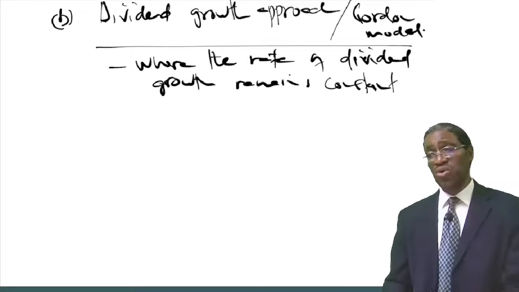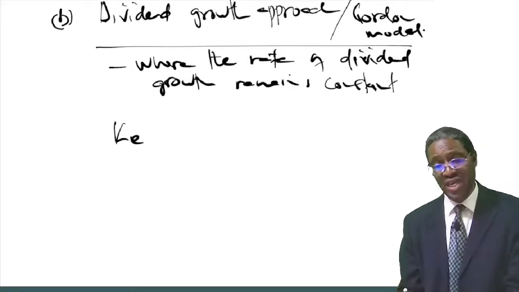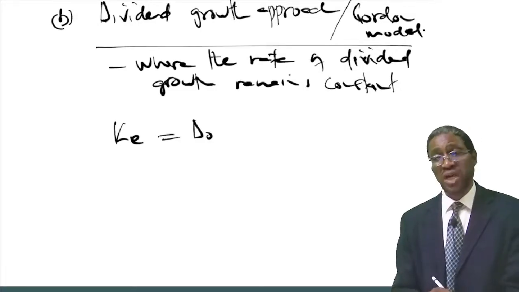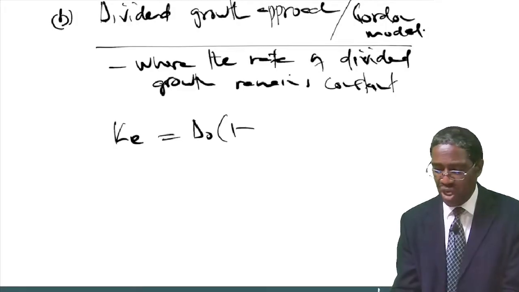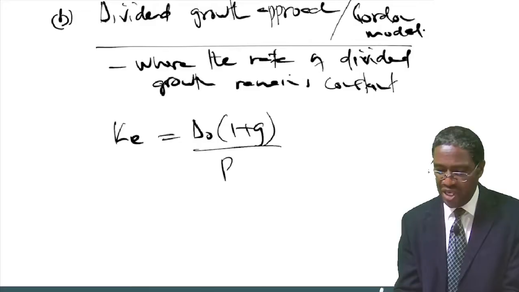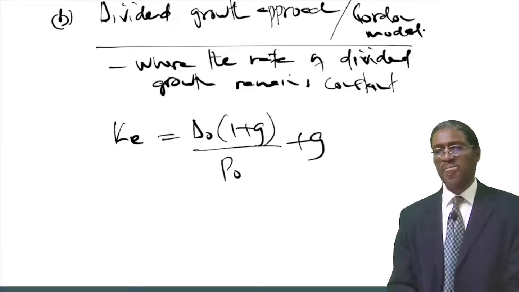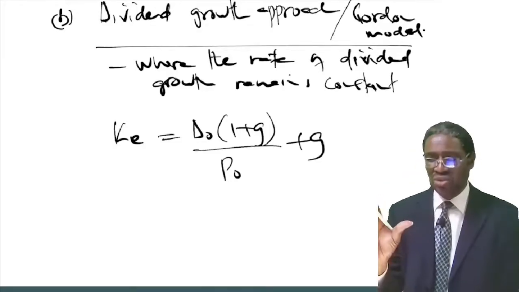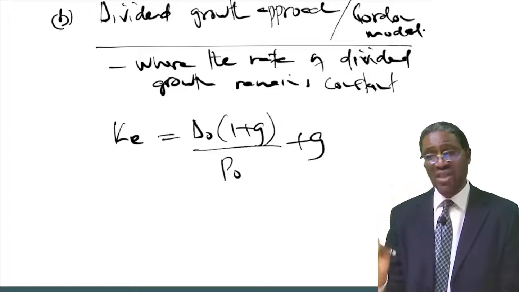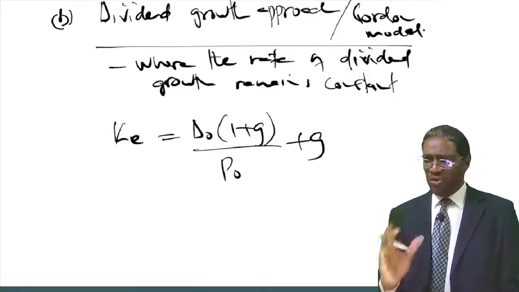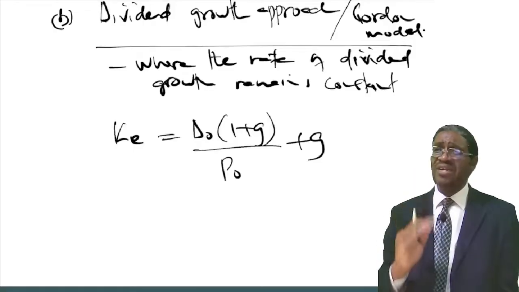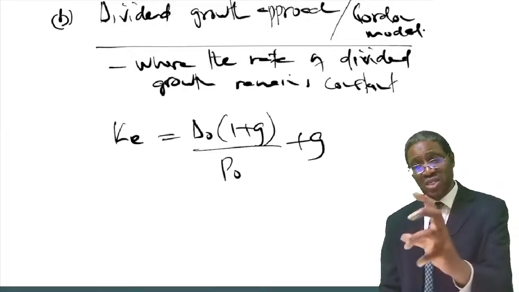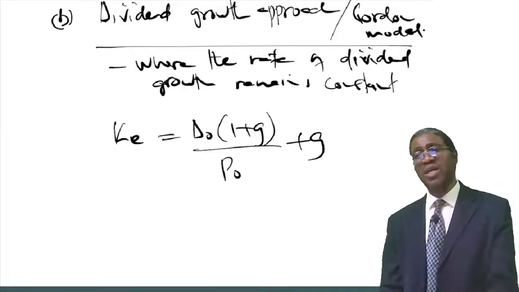To get the cost of capital, which is Ke, it will be D0 into (1 plus g), divided by P0, plus g. This is the formula we shall be using where you are given an indication that there is a growth in dividend. Don't forget the first one was just D divided by P0. But now, if there is a growth rate, this is the formula we shall be using.